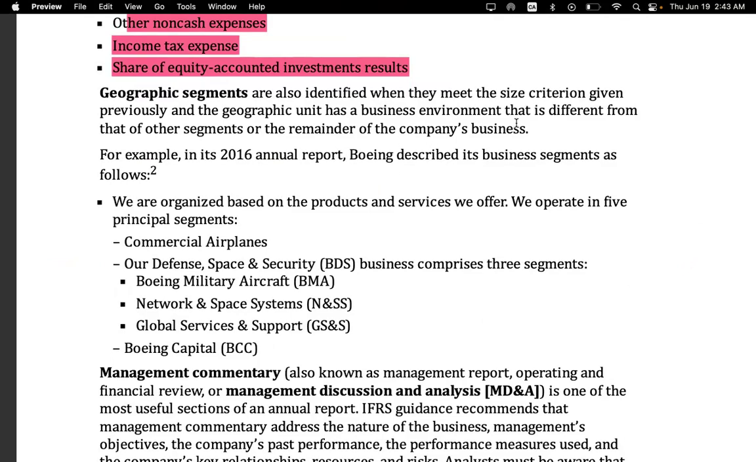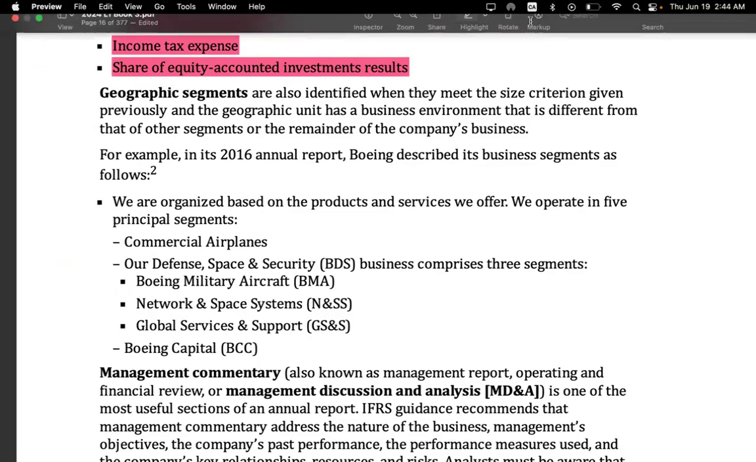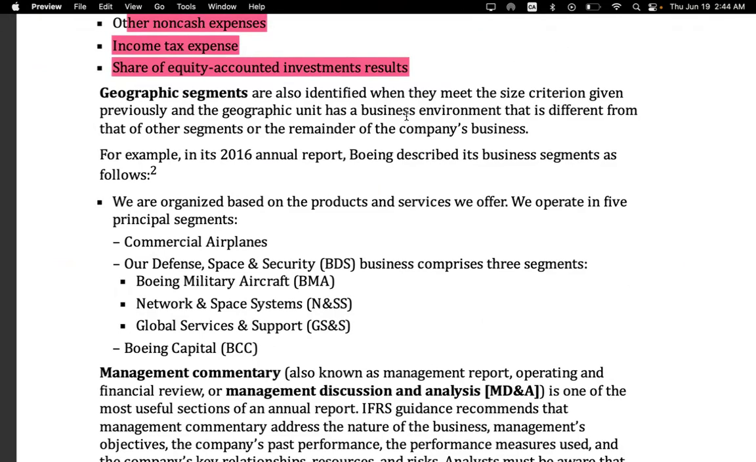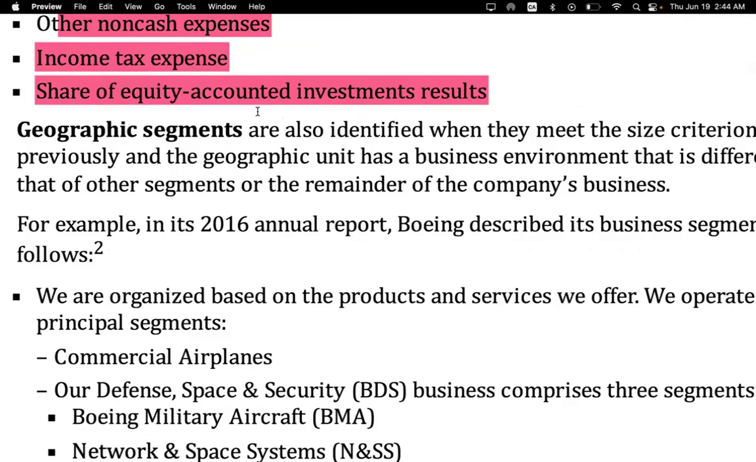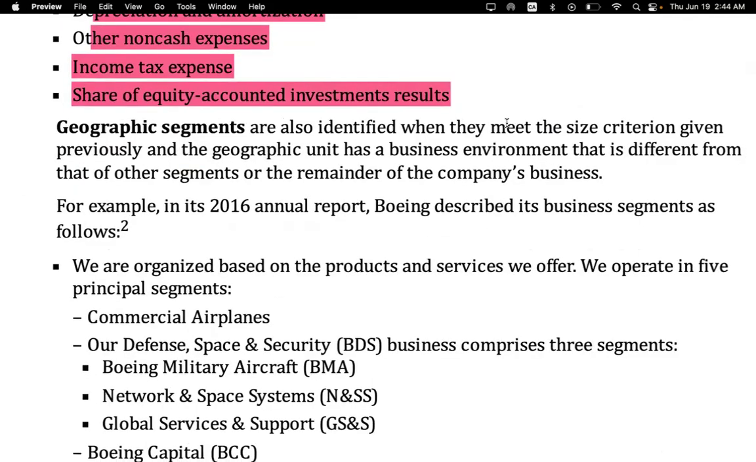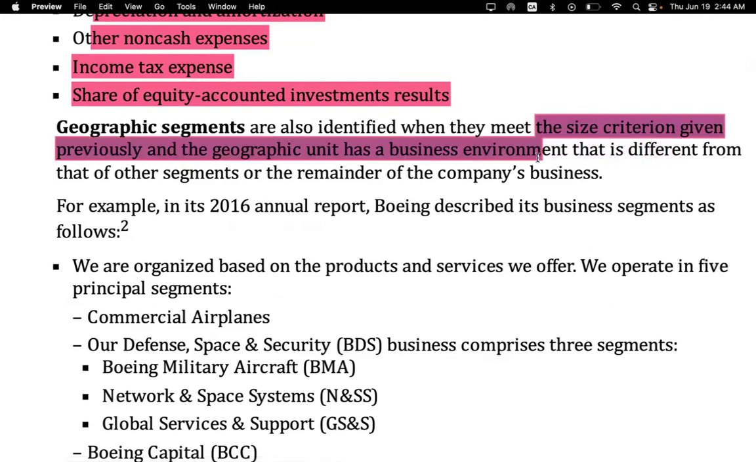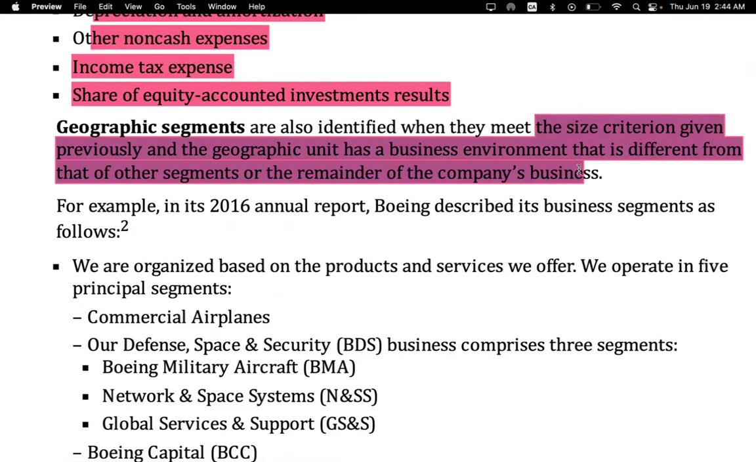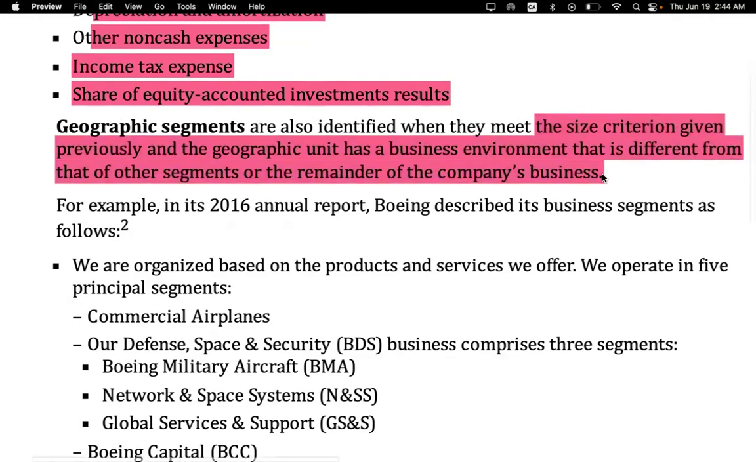So let's say the Mexico segment or the northern segment or the southern segment, right? So that's a geographical segment. You've divided it based on geography, based on location. They should meet a size criteria given previously, and the geographic unit has a business environment that is different from that of other segments or the remainder of the company's business.